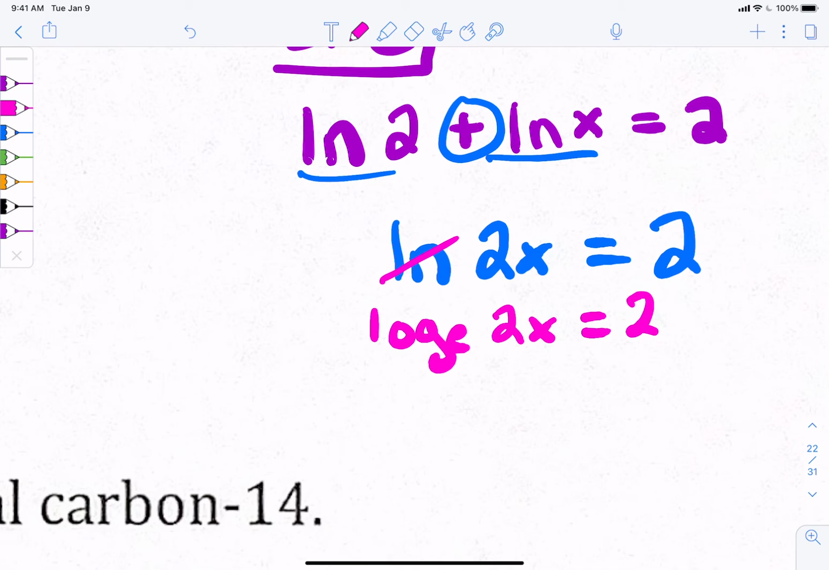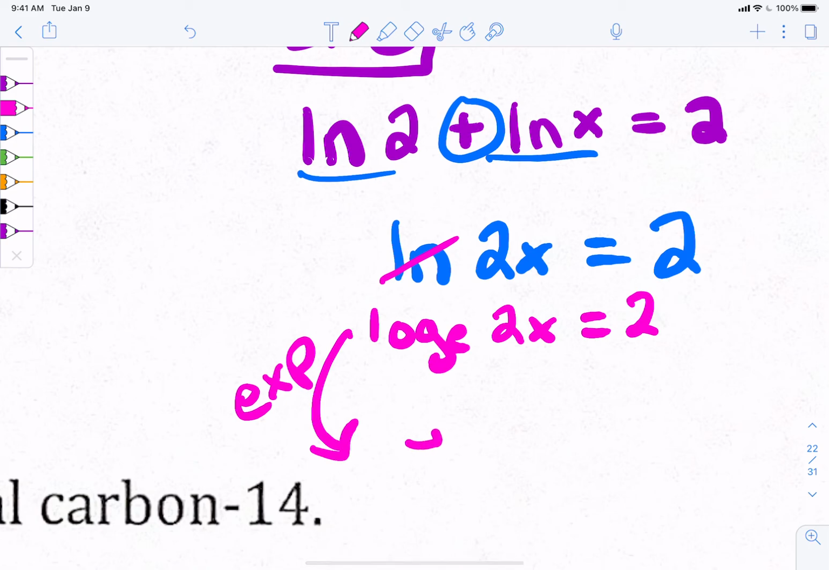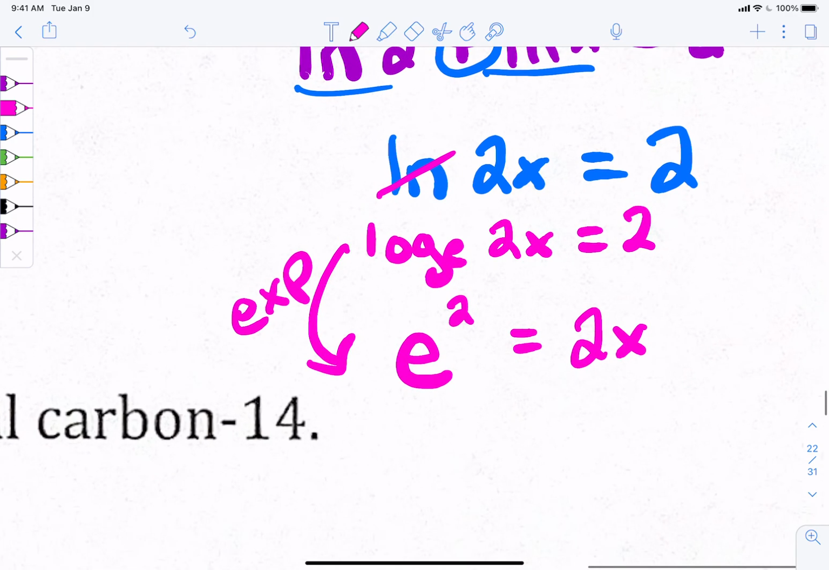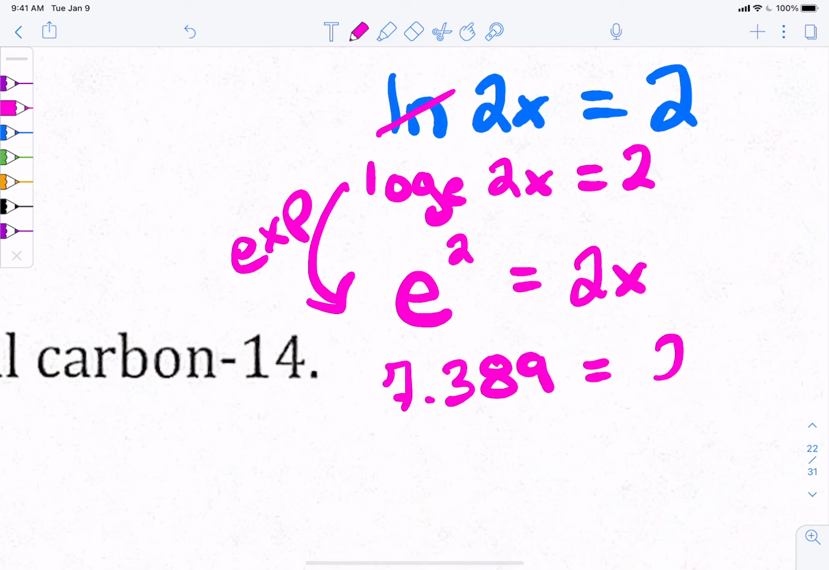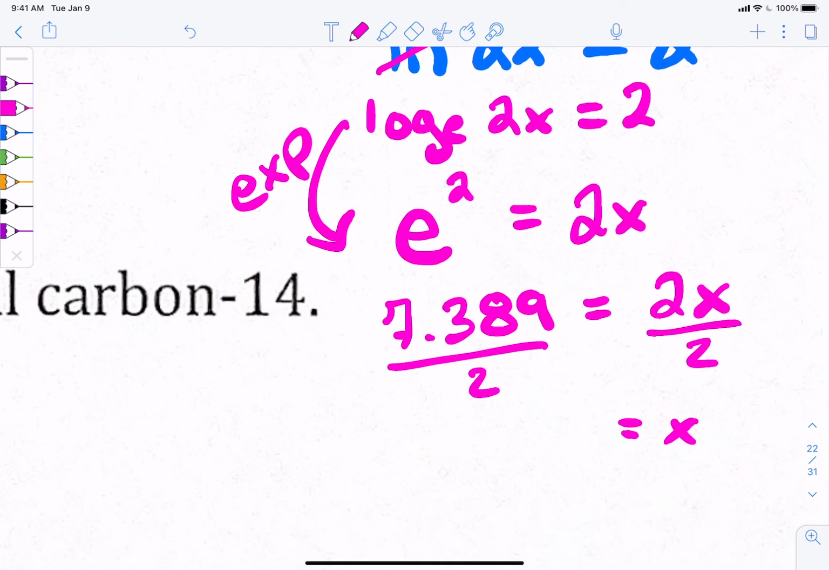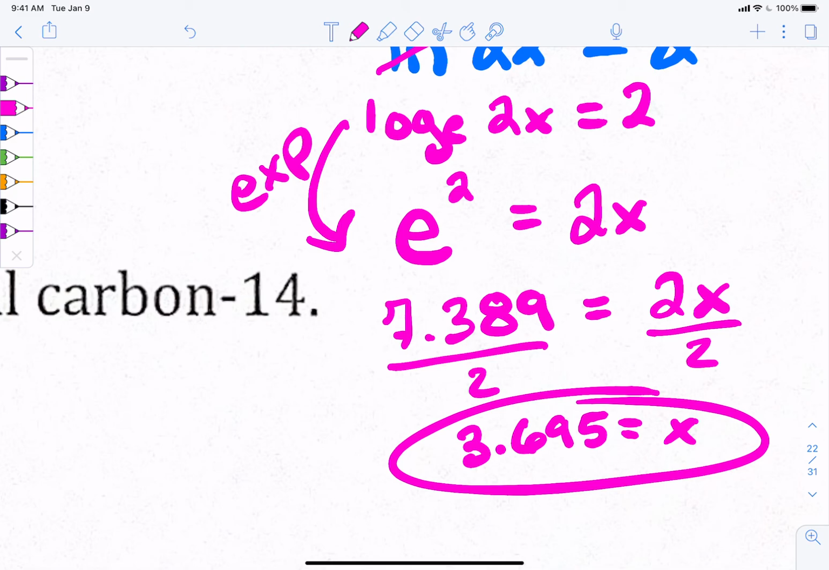Now you have a log on one side and a number on the other side. Make it an exponential function. What's the base of the exponent going to be? e to the second power equals 2x. What is e to the second power? It's a decimal number, it's really ugly. 7.389 equals 2x. And then divide by 2. x equals 3.695, something like that.